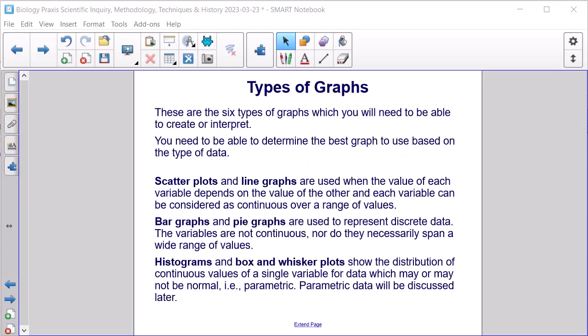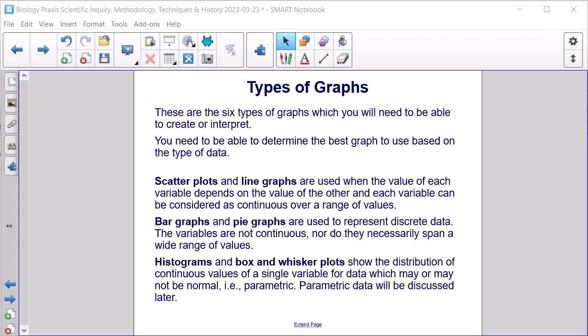These are the 6 types of graphs which you will need to be able to create or interpret. You need to be able to determine the best graph to use based on the type of data. Scatter plots and line graphs are used when the value of each variable depends on the value of the other, and each variable can be considered as continuous over a range of values. Bar graphs and pie graphs are used to represent discrete data. The variables are not continuous, nor do they necessarily span a wide range of values.